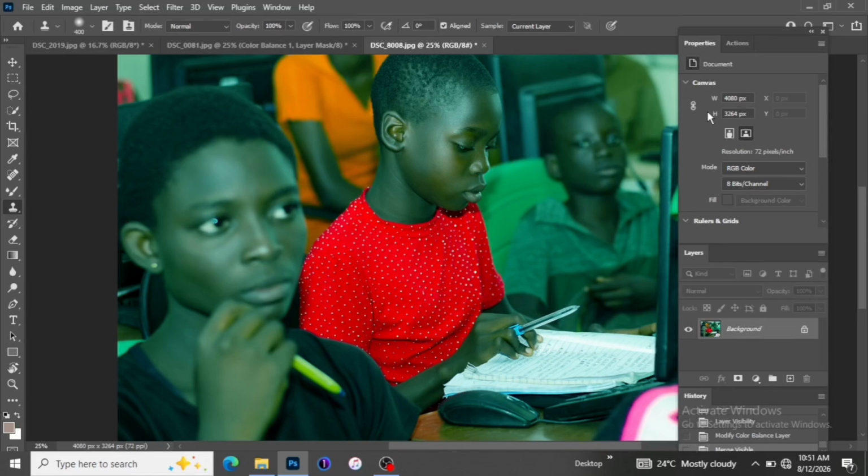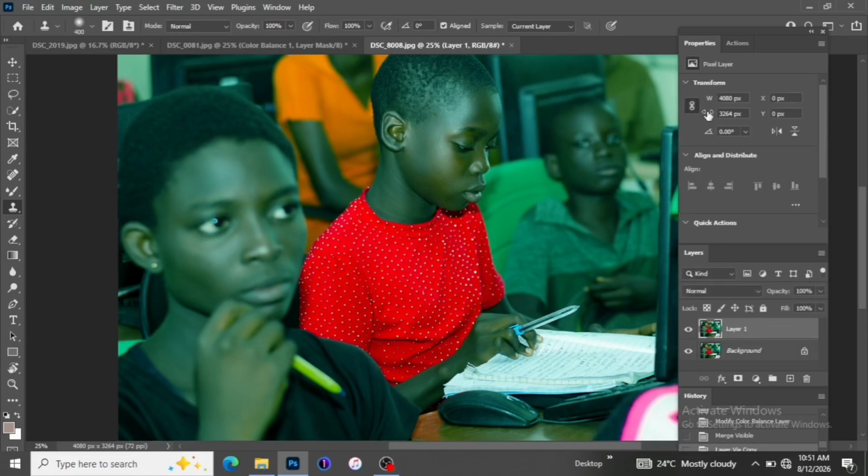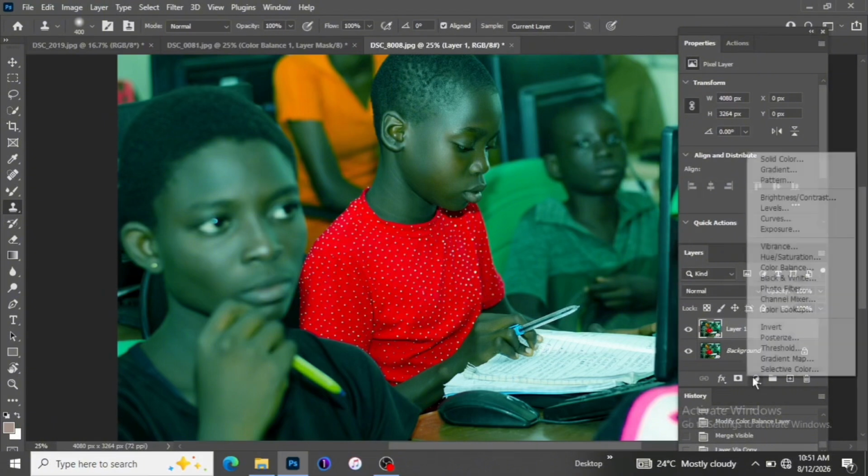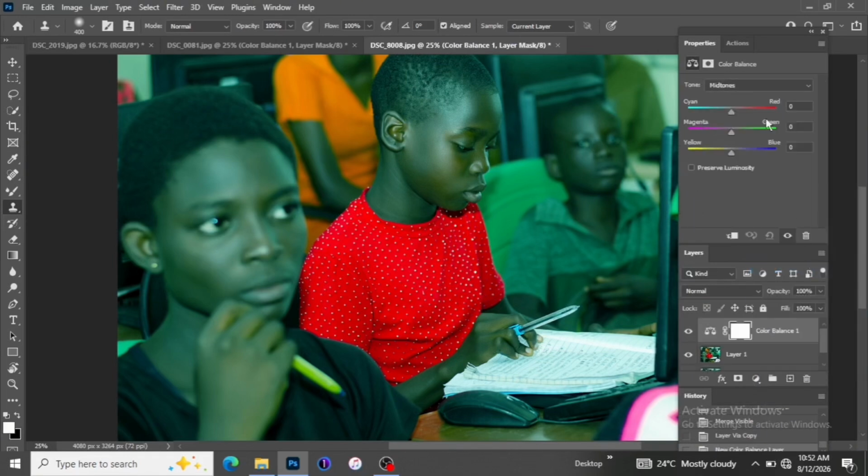Now, how are we going to balance this color? Of course, the same process again. Press your Ctrl J. You go to this, then color balance. The shortcut for you to get your color balance is Ctrl B, if you don't want to go through this long process. So you click on color balance. Then cyan is more dominant, right?